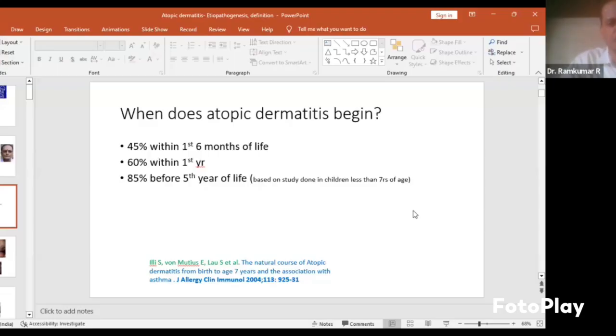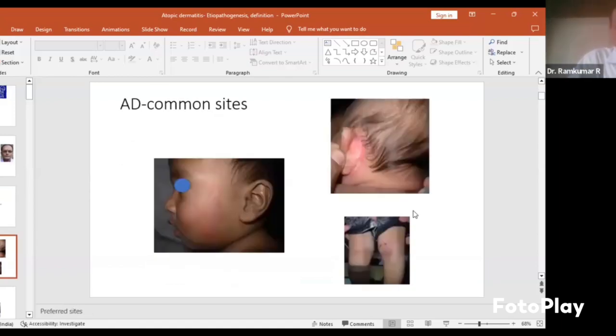60% of atopic dermatitis develops within the first year, and most of the AD develops between the 3rd and 6th month of life. So this point will help us to know that there must be something occurring in a newborn or in early life that makes a person susceptible or vulnerable to atopic dermatitis.